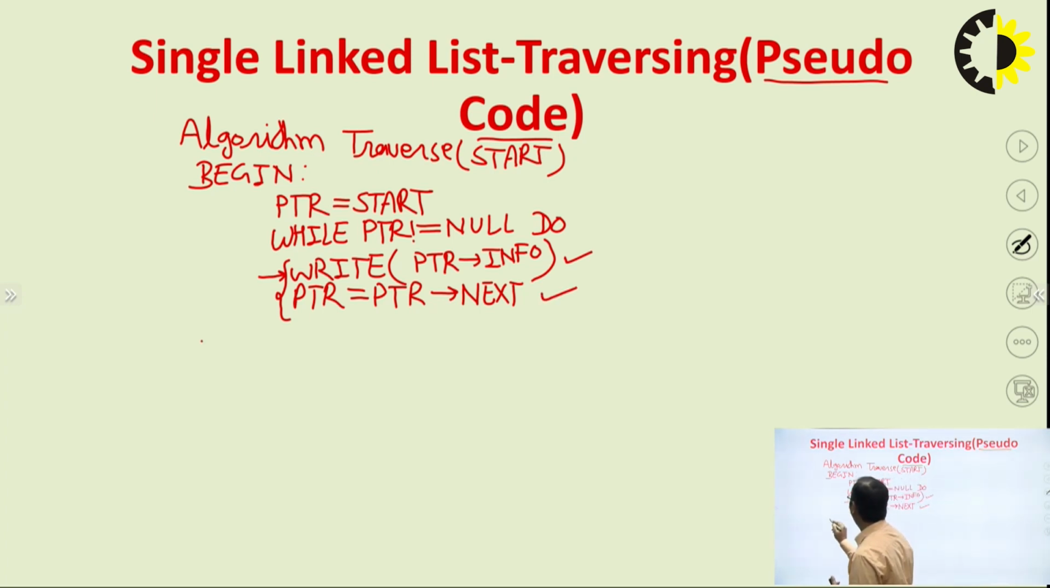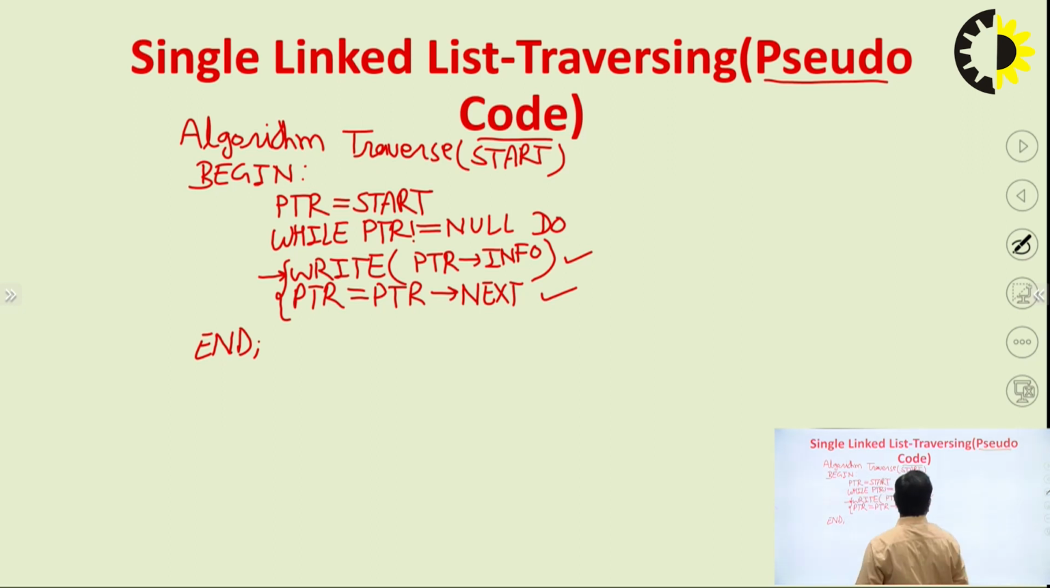Now write end. So this is the pseudocode. In that pseudocode, we have not covered the case of the list being empty. If you want to cover the case of an empty list, then you can write: if start equals to null, write list is empty, else ptr equals to start, then while. So this is the case of traversing in the single linked list.